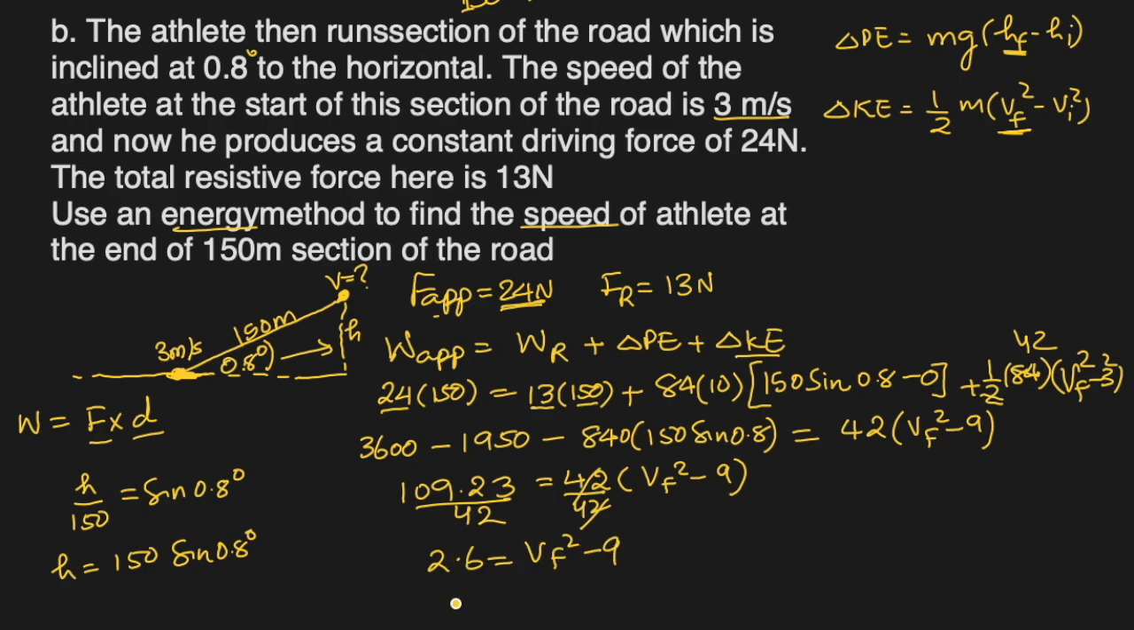This minus 9 has to come to the left side, so it becomes 11.6 equals Vf squared, and we will take the square root of both sides. What does Vf come out to be? Square root of 11.6 will be 3.4 meters per second. So he speeds up actually while climbing this distance by applying this much force.